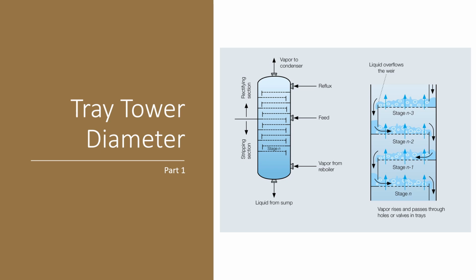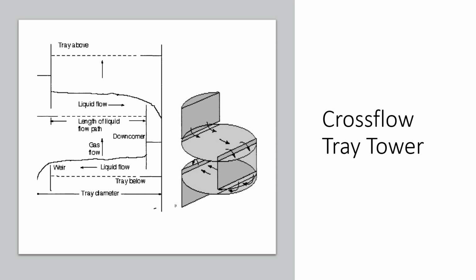In this video and the next one, we will be talking about tray tower and the determination of the diameter of a tray tower. As a reminder, the operation of a tray tower is that the liquid is passing from the top to the bottom, and then cross flows through the tray, gets accumulated by the weir, and then flows down directed by the downcomer, and in the other direction and so on.